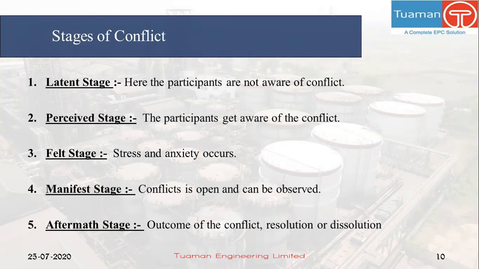You can have been in different stages at the same time. Like a person who is in the manifest stage can have stress and anxiety, and a person whose conflict has been resolved, or not resolved, can have stress and anxiety, or it is open to everyone. So the two or three stages can happen not one at a time, but in the same time. So these are the stages of conflict.